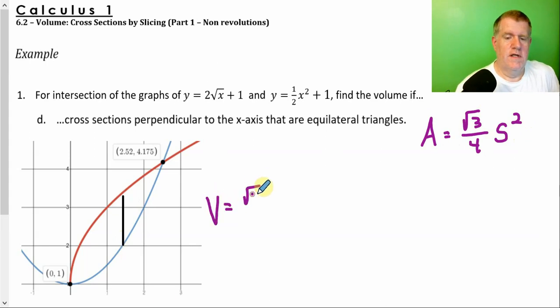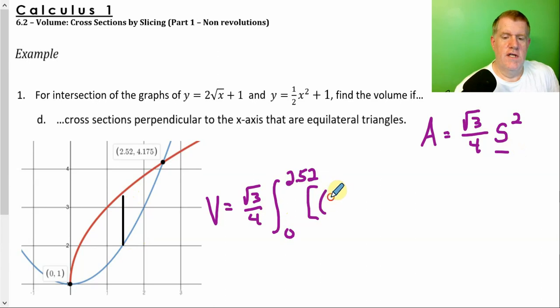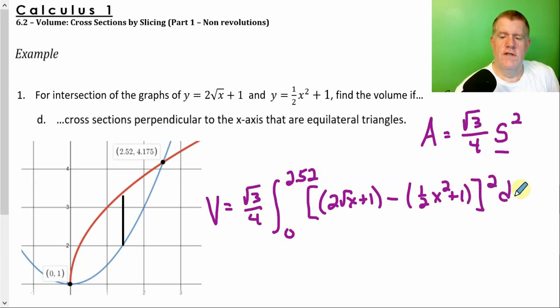All right, it's the square root of 3 over 4, from 0 to 2.52, of the expression for the side squared. Remember, the length of the side is the distance between the two graphs. So yet again, it's 2 roots of x plus 1 minus 1/2 x squared plus 1. That whole quantity is squared dx. Put it in the calculator, you get 1.414.